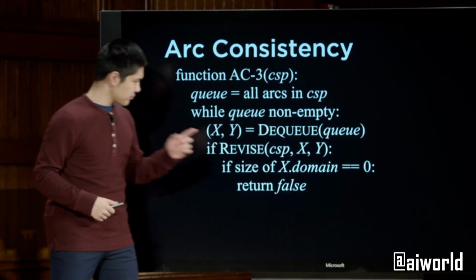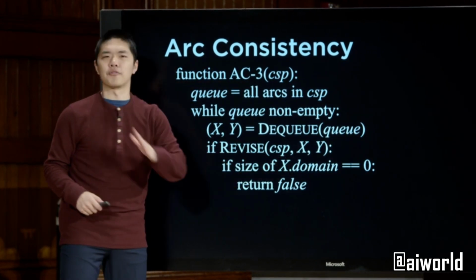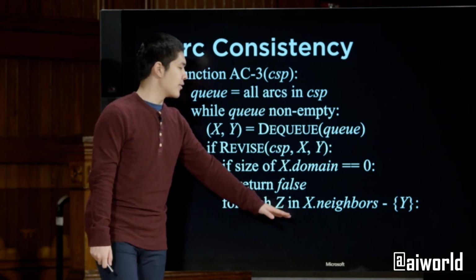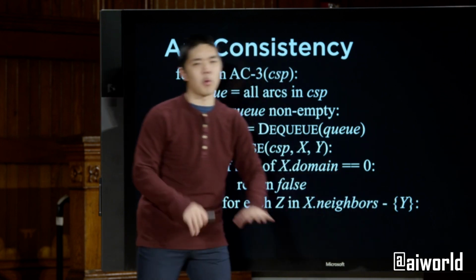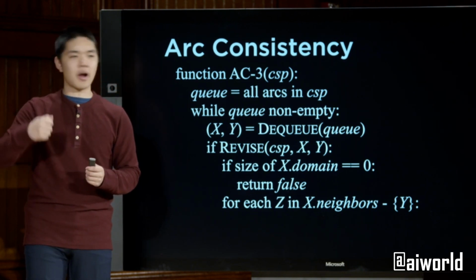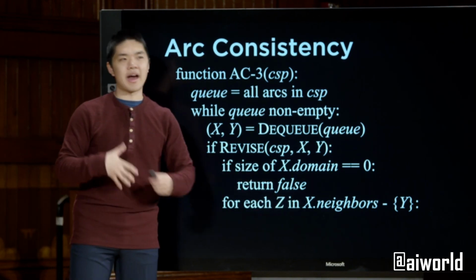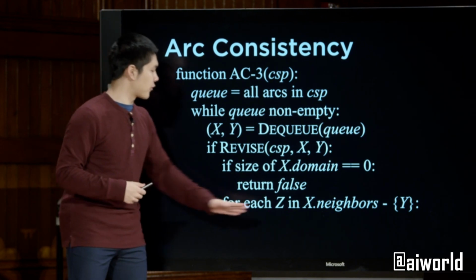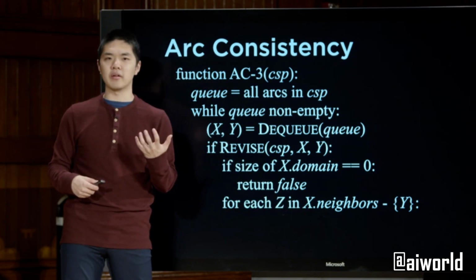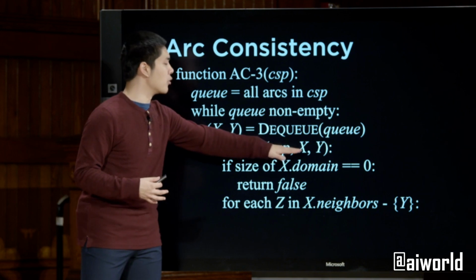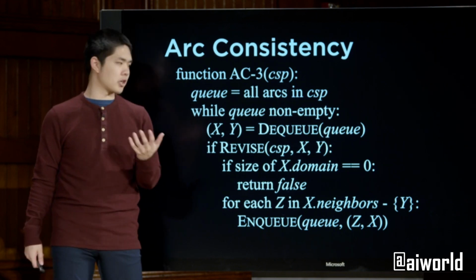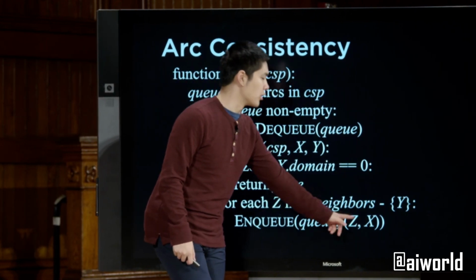But otherwise, if there are things left in x's domain, but fewer things than before, well, then what we'll do is we'll loop over each variable z that is in all of x's neighbors except for y. Y we already handled. But we'll consider all of x's other neighbors and ask ourselves, all right, well, that arc from each of those z's to x, that arc might no longer be arc consistent. Because while for each z, there might have been a possible option we could choose for x to correspond with each of z's possible values, now there might not be because we removed some elements from x's domain. And so what we'll do here is we'll go ahead and enqueue, adding something to the queue, this arc zx for all of those neighbors z.